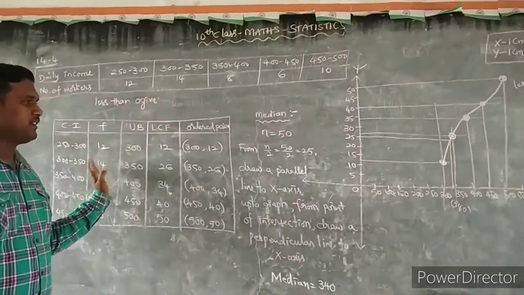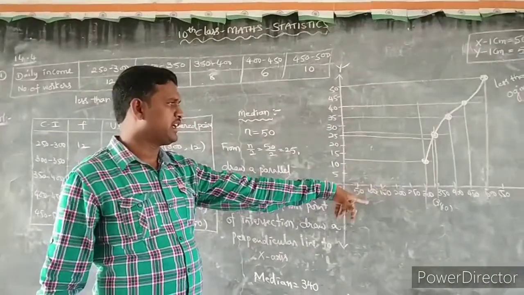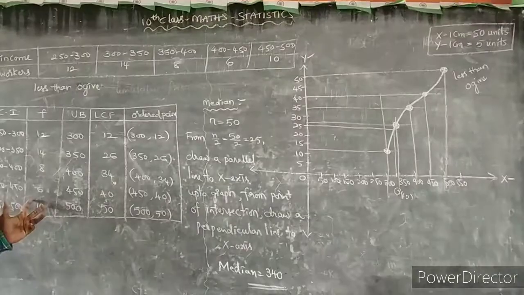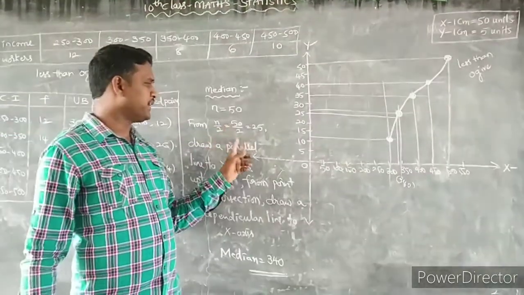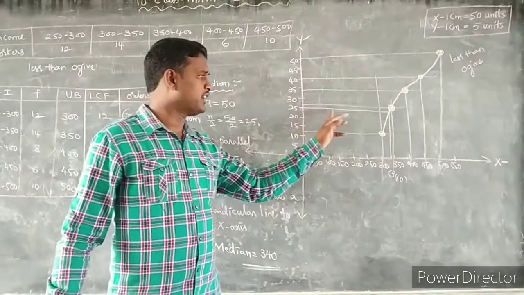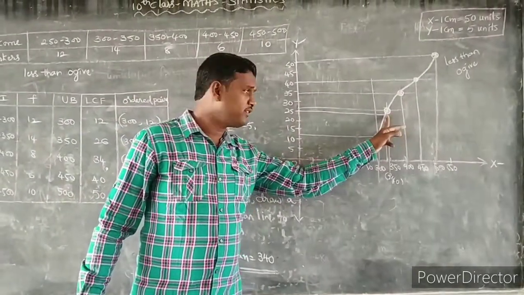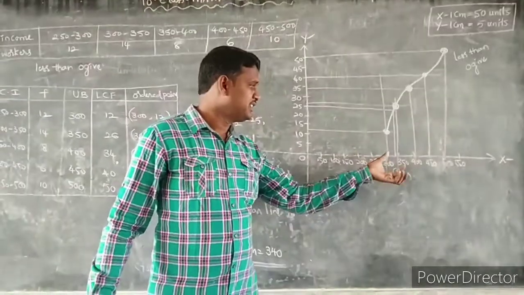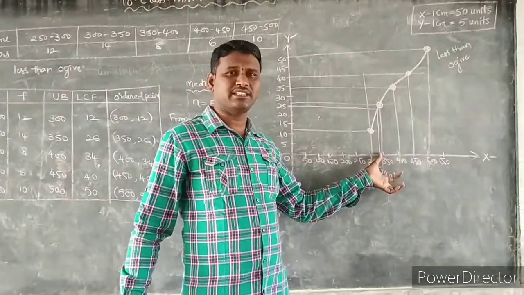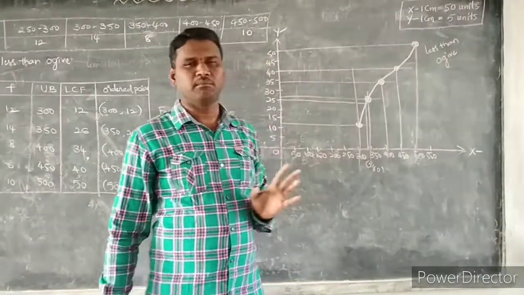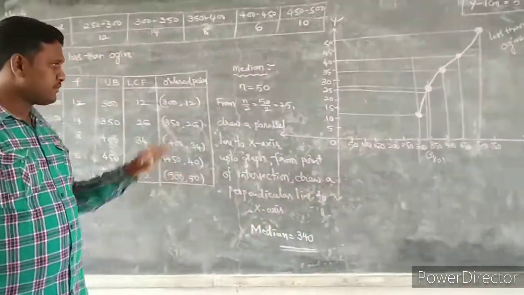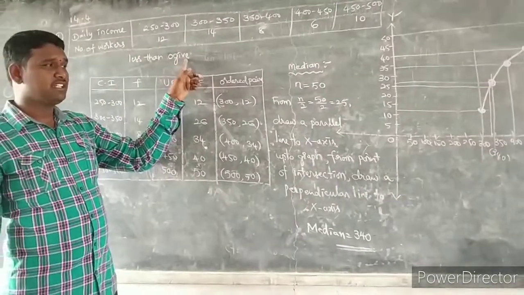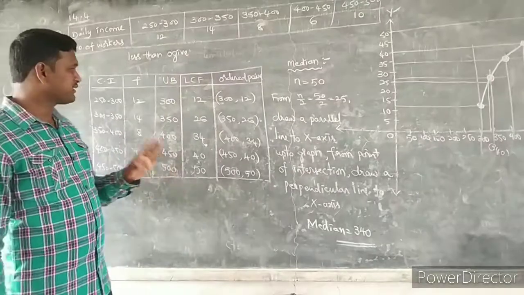Once again, first draw the ogive. After drawing the ogive, take n by 2, the sum of frequencies, which is 50, 50 by 2, 25. From 25 we need to draw a horizontal line up to the graph. From the intersecting point, you need to draw the vertical line to the x-axis. Where it meets the x-axis, that value shows the median of the data. Even if you are asked to find the median with the more than ogive, the procedure is the same.